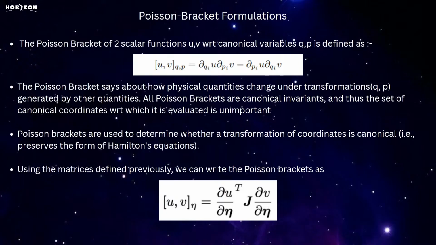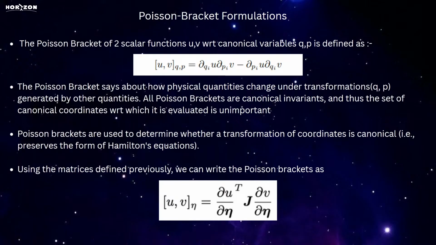Now let's look into what a Poisson bracket is. A Poisson bracket is mathematically defined as shown in the slide. What does a Poisson bracket say? It says how physical quantities change when we do a canonical transformation. Also, it turns out that the Poisson bracket structure itself is a canonical invariant, which means the Poisson brackets do not depend on the canonical coordinates in which we are operating. We have also defined the Poisson bracket in its matrix form as ∂u/∂η transpose J ∂v/∂η.